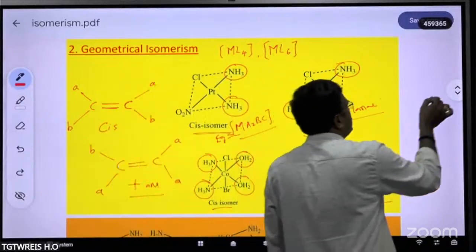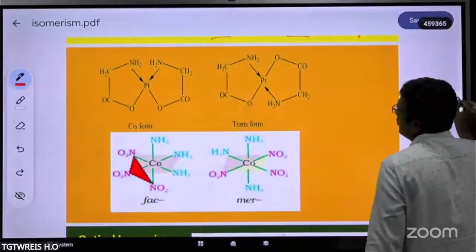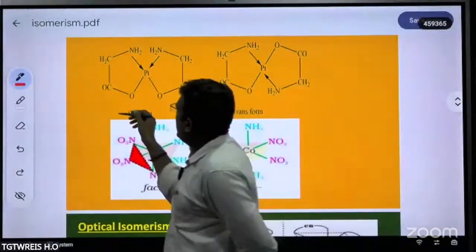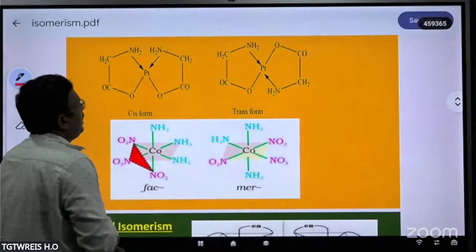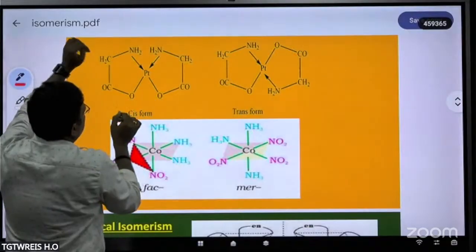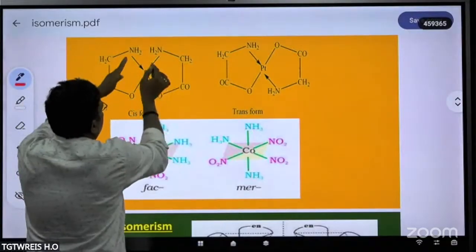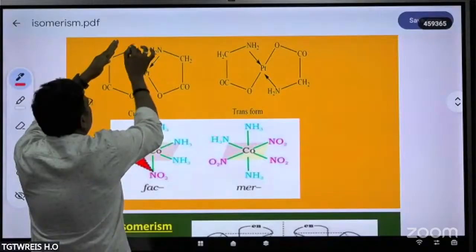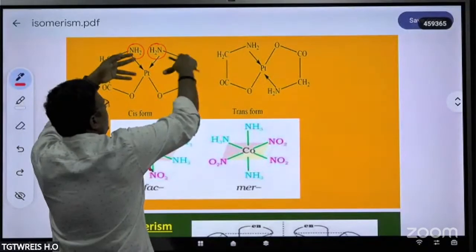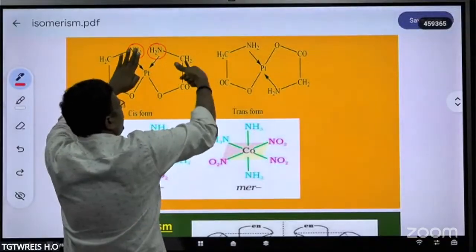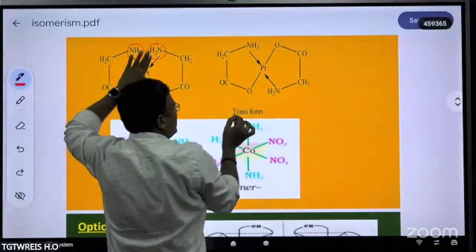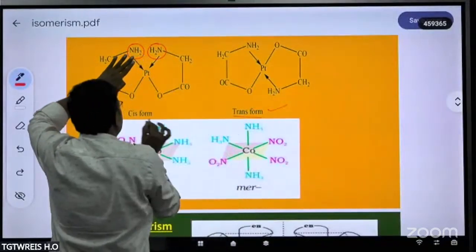Some more examples. This is the bidentate, ethylene diamine. So it's a bidentate. See, the two ligands are there. The two amines are present on the same plane, right? Same arrangements are there. So you have changed this molecule. This molecule will be fixed, just this molecule will be changed. What happened? These ligands approach at a different phase. This is called the trans form. This is the cis form.